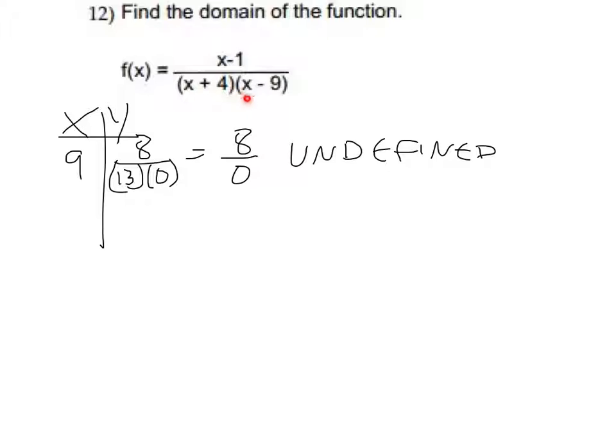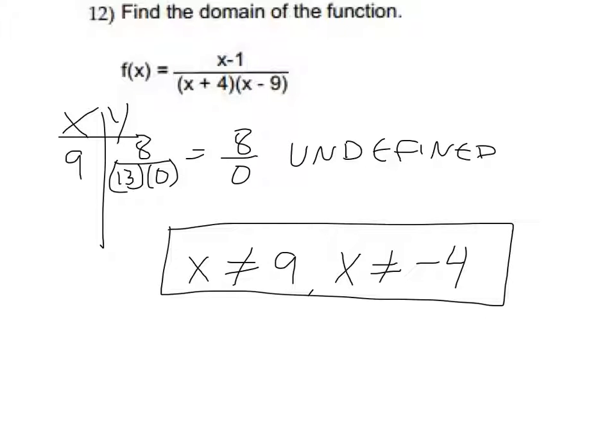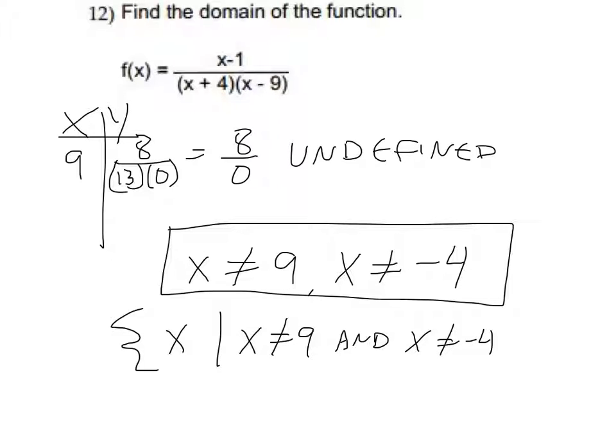So you can ask yourself, what makes that 0? And get 9. Then what makes that 0? And get negative 4. So x cannot equal 9. x cannot equal negative 4. And you can then call that good. It didn't specify set of all x's such that x is not equal to 9 and x is not equal to negative 4. That would work if you were really crazy. Some of you are.